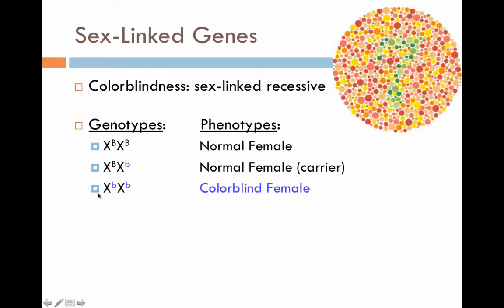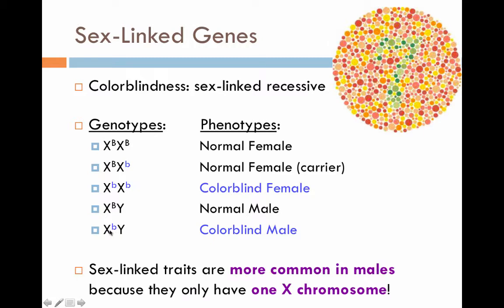This is a colorblind female. She has both of the recessive colorblind alleles on each one of her X's. This is a normal male. He has a normal allele. This is a colorblind male. He has the colorblind recessive allele on his X chromosome.